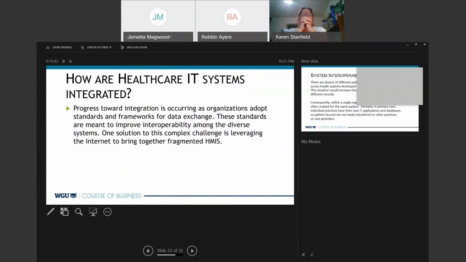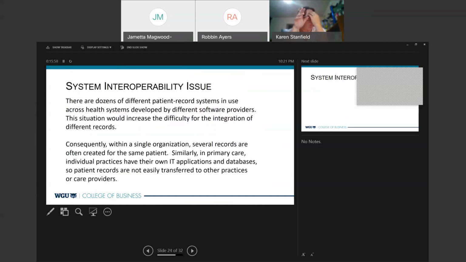All of this leads to the integration of healthcare IT systems, right? The standards that have been put in place are all meant to improve the interoperability of this information and the successful exchange of this information. Okay.